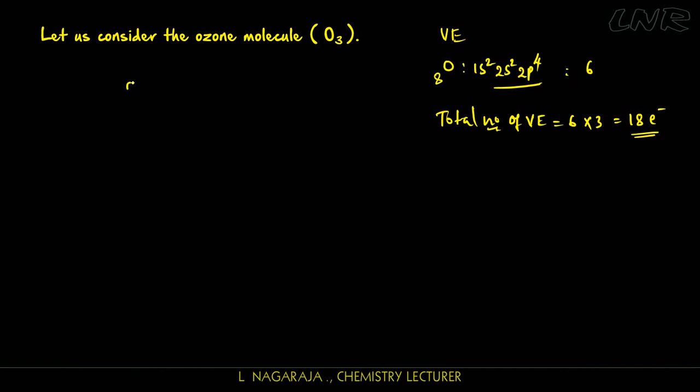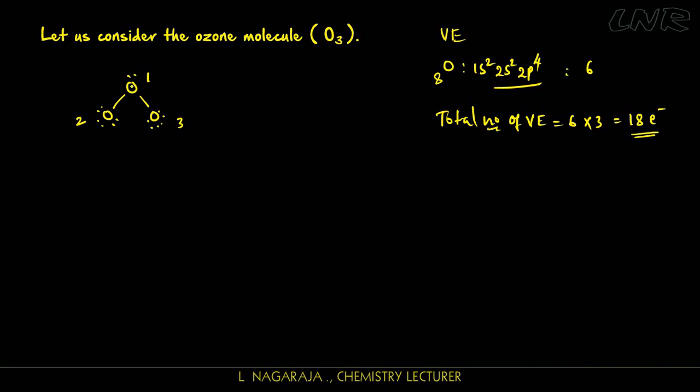Distribute these 18 electrons to the 3 oxygen atoms by writing one pair of electrons between the atoms, and the remaining electrons are distributed through the oxygens. Let us count the total number of electrons present on each atom. This oxygen is marked as 1, this as 2, and this as 3. The second and third oxygen contain 8 electrons, but the first oxygen contains only 6 electrons.